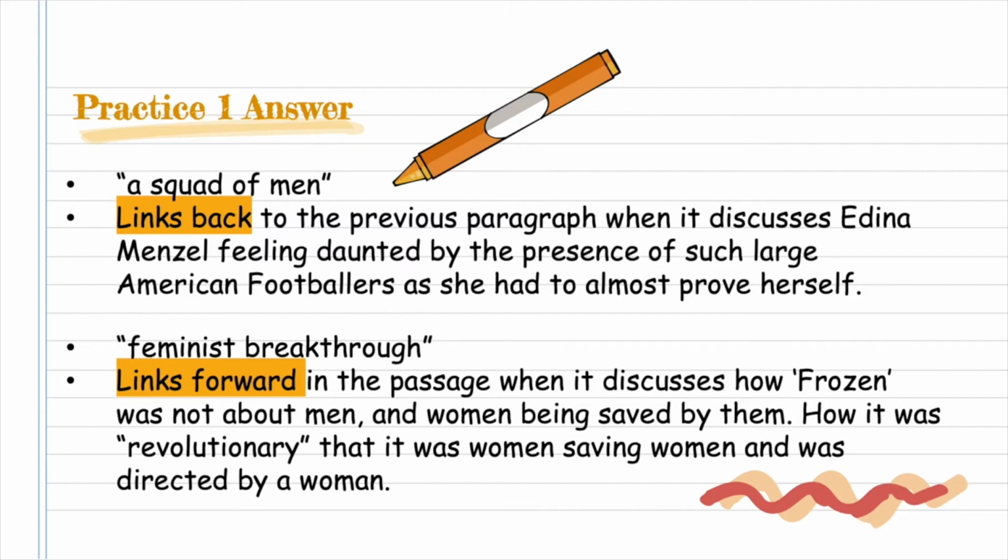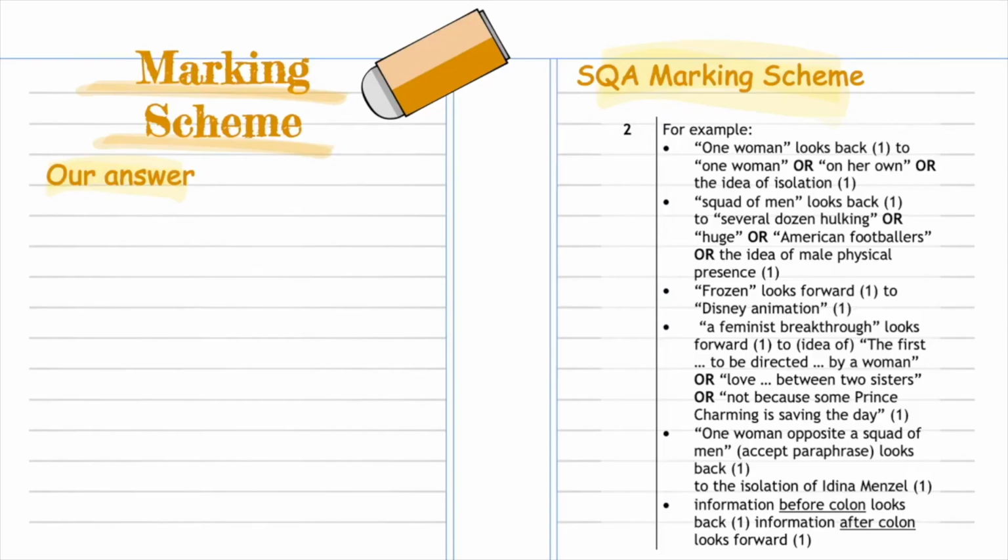Now what we're going to do is look at the SQA marking scheme and see how that's laid out, what the marker sees, and how this can gain us our marks. The marking scheme along the right hand side of the screen shows you just how many options there were for linking backwards and linking forwards, and considering this is 2 marks, this is excellent for us. It means that we have a good chance of getting full marks.